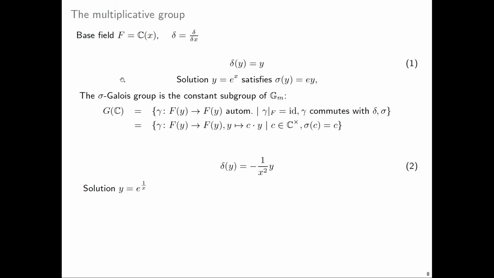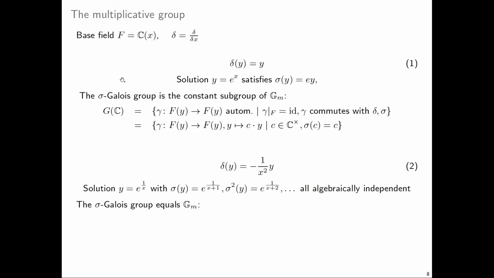Now, if we look at this equation where we have the solution e to the x inverse, it's different because here if we consider the images under sigma, we get the exponential of x plus 1 inverse and x plus 2 inverse and so on. And these functions are all algebraically independent by the Cauchy-Ostrowski theorem. So here we do not have any relation among the solutions, so we do not get any constraint on these automorphisms, and therefore we get a full group GM.